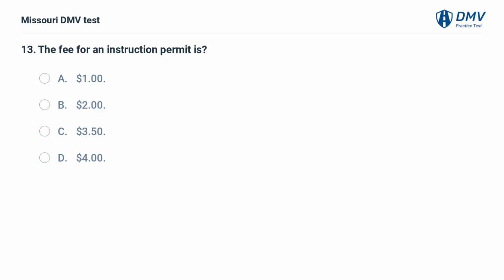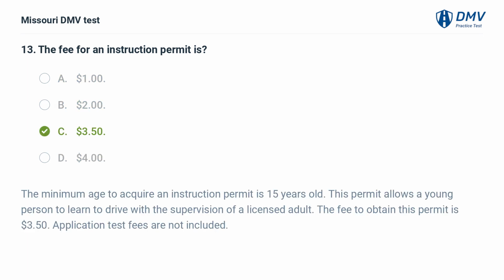The fee for an instruction permit is A. $1. B. $2. C. $3.50. D. $4. C. $3.50. The minimum age to acquire an instruction permit is 15 years old. This permit allows a young person to learn to drive with the supervision of a licensed adult. The fee to obtain this permit is $3.50. Application test fees are not included.